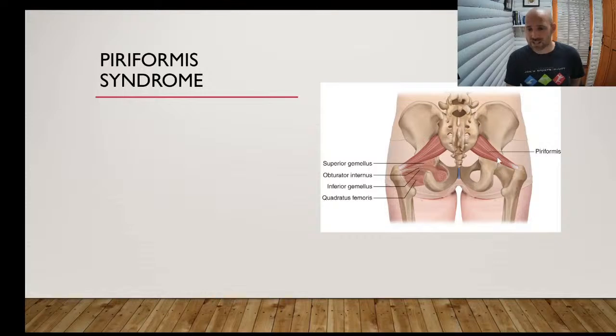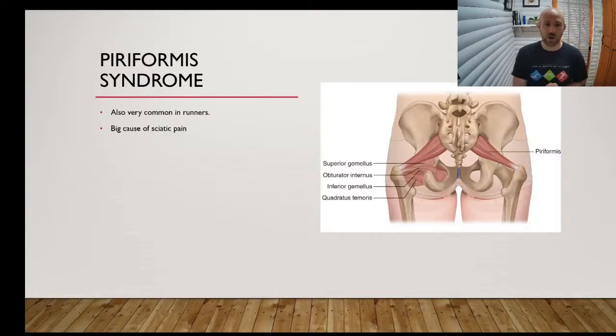But what it does is it passes either through or very close to this piriformis muscle. So if we have dysfunction and tightness or trigger points in this piriformis, it can be a huge cause of sciatica. So sciatica is an irritation of that sciatic nerve. So this is a really important muscle for us to understand. Again, I mentioned it about gluteus medius, but this is very common in runners.